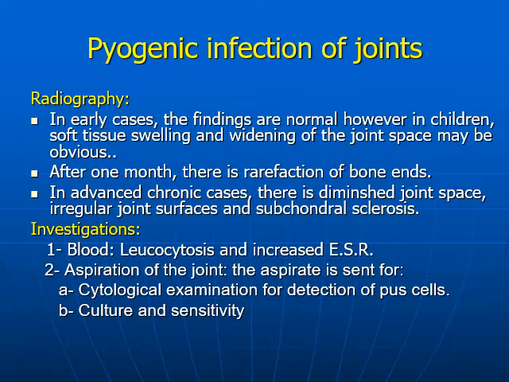X-ray: early, it is normal, but we can have soft tissue swelling and widening of the joint space, but after 1 month we will have rarefaction of bone ends, and in advanced cases we get diminished joint space, irregular joint surfaces, and subchondral sclerosis. In the lab, increased ESR and leukocytosis, and aspiration of the joint for diagnosis. We send the aspirate for cytological examination for detection of pus, culture, and sensitivity.